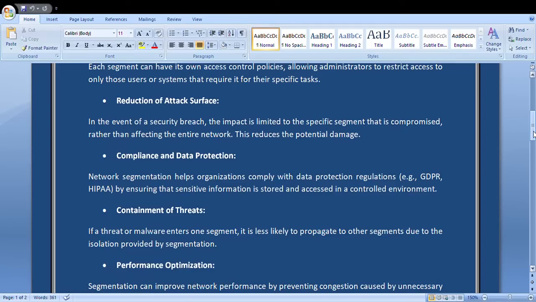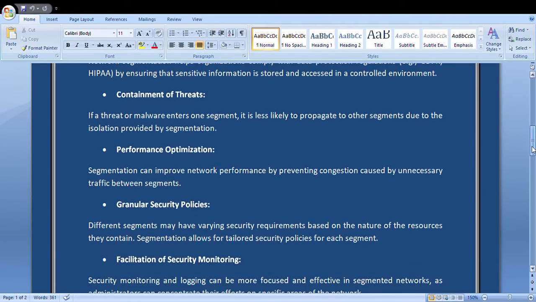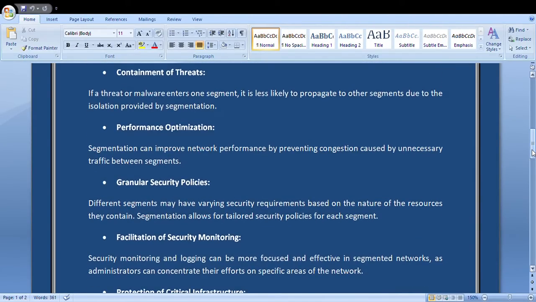Then we have containment of threats. If a threat or malware enters one segment, it is less likely to propagate to other segments due to the isolation provided by segmentation. Then we have performance optimization. Segmentation can improve network performance by preventing congestion caused by unnecessary traffic between segments.